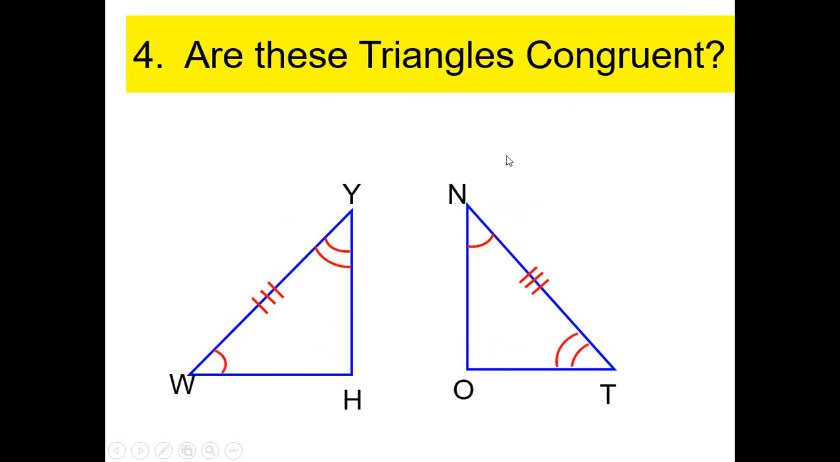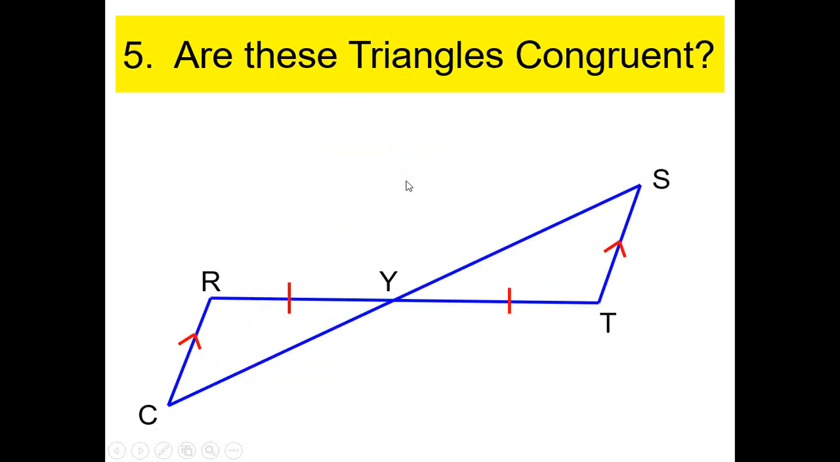Okay, number 4. Are these congruent? Yes, they are. By what reason? Okay, this is an angle, that's a side, this is an angle. So angle, side, angle. Really, it's simple, okay? So that's angle, side, angle.